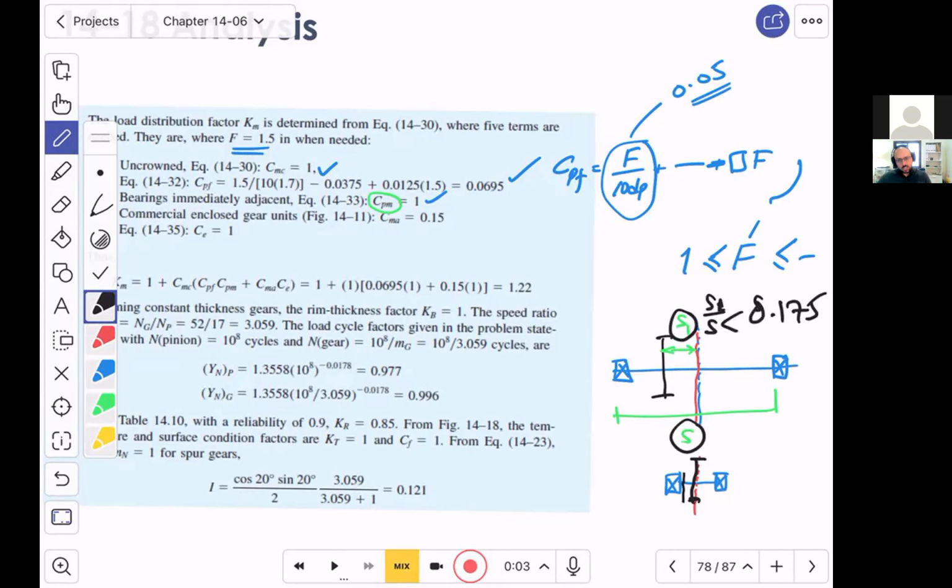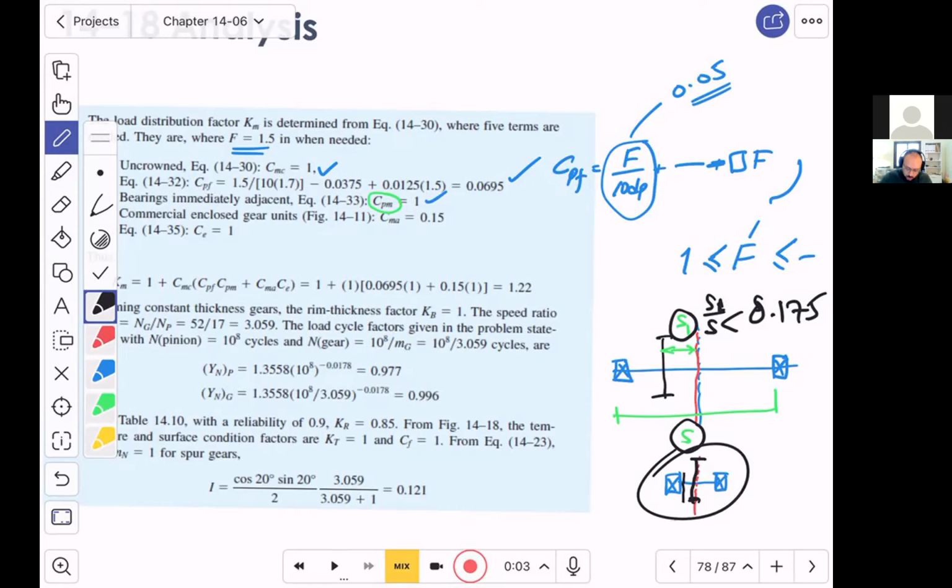Either you hear the word or you read it, which says that they are adjacent, which means that this is the condition we have, or you are given the dimensions and you can calculate the distance from the midspan to one of the bearings, and then divide it by the entire span between the two bearings and see if the ratio is less than 0.175 or not. If it is, then you should use CPM as 1. If not, then you should use some other value.